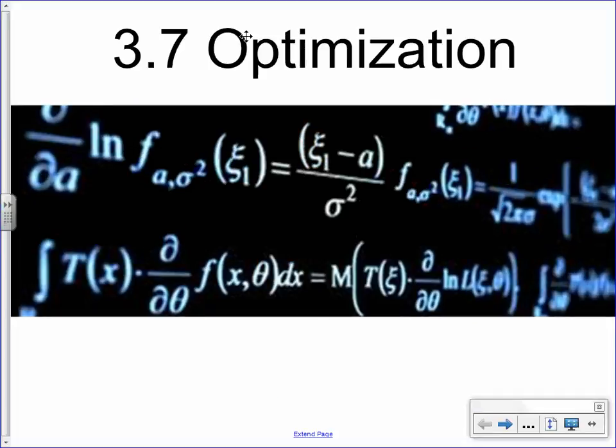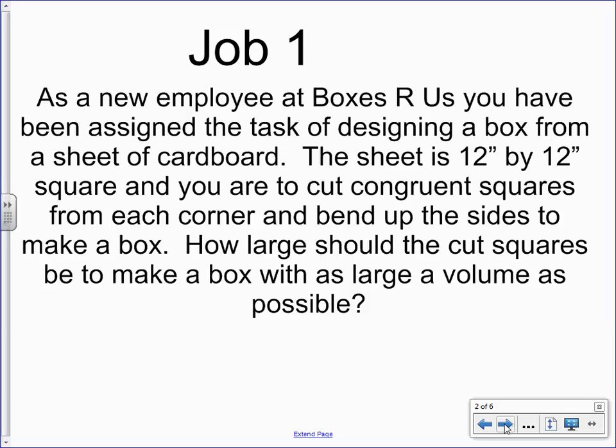So today we are going to begin optimization. Okay, we are in the unit where we're talking about the application of derivatives. So I want you to keep that in mind. Do not write anything down right now. I want you to read through this problem. Just read through it.